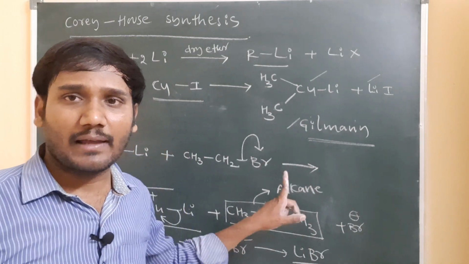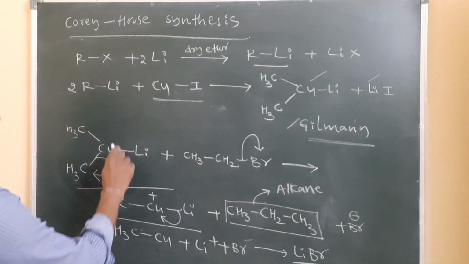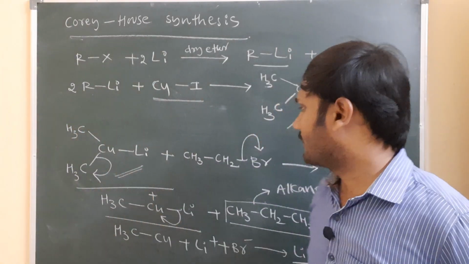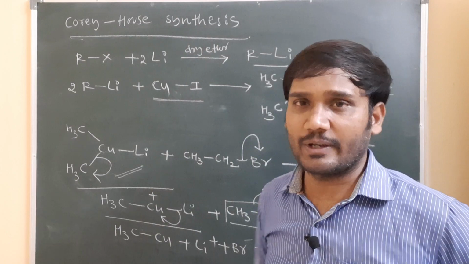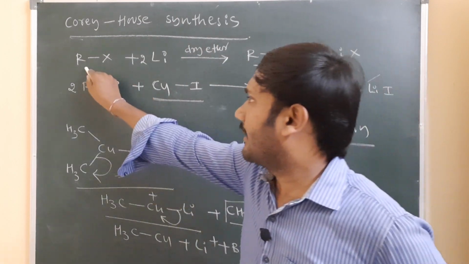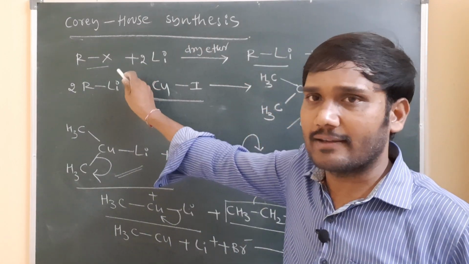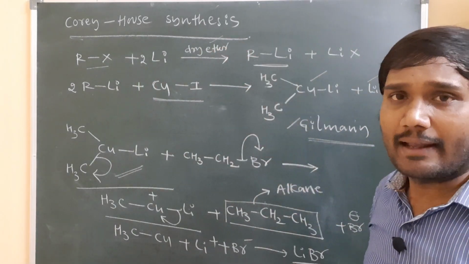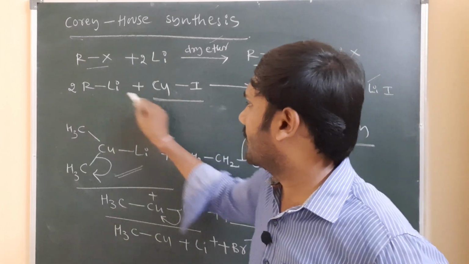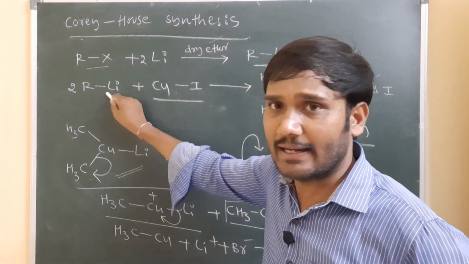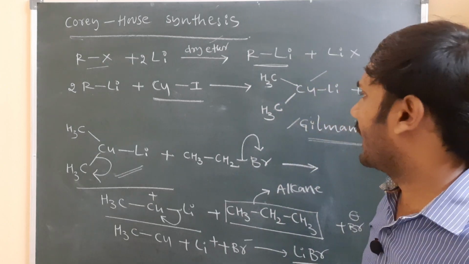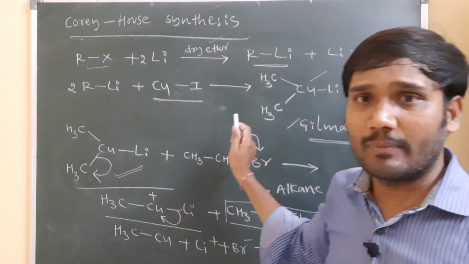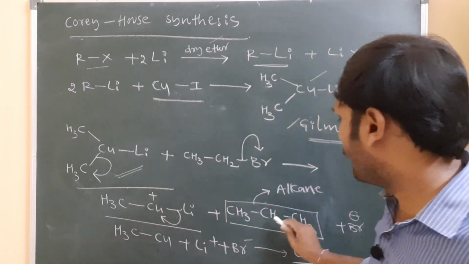So finally we prepare the alkane mainly by using what? By using the Gilman's reagent. So this is the Gilman's reagent. By using the Gilman's reagent, we can prepare the alkane. So once again check here, Corey-House synthesis, I am taking the alkyl halide. Alkyl halides reacting with lithium in the presence of dry ether form alkyl lithium, and this alkyl lithium reacts with copper iodide, and the product formed we call Gilman reagent. This Gilman reagent mainly we are using to prepare the alkane.